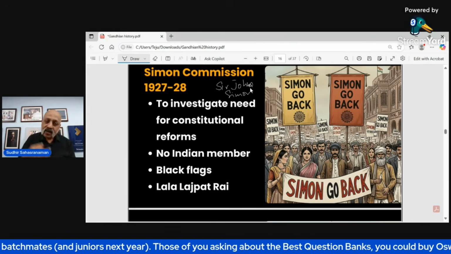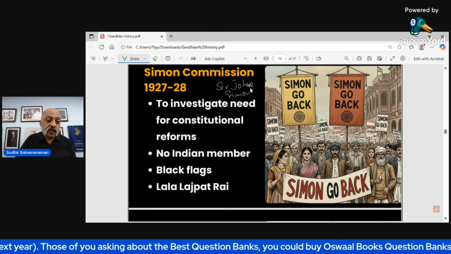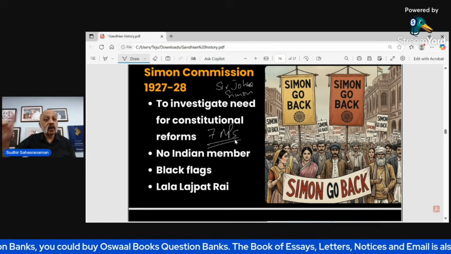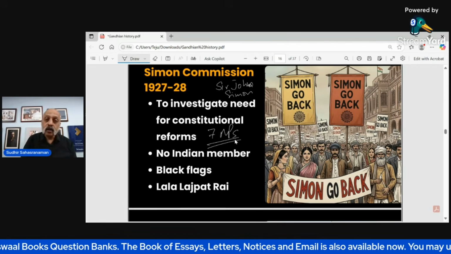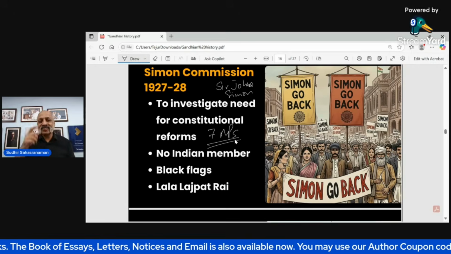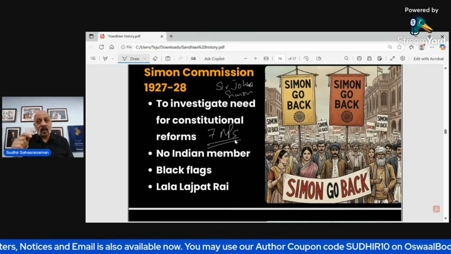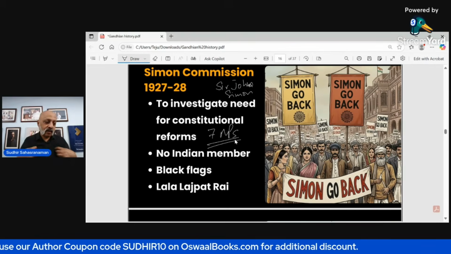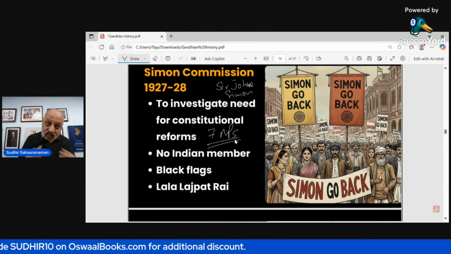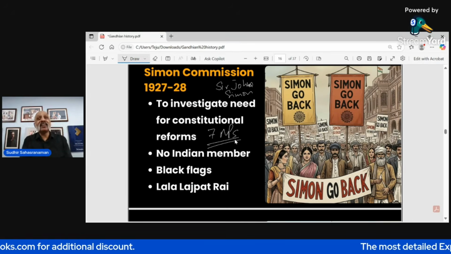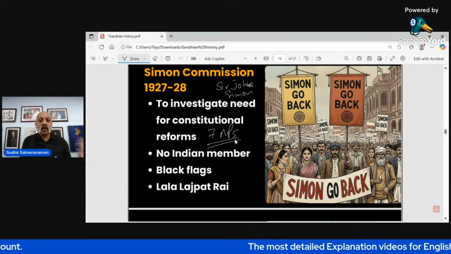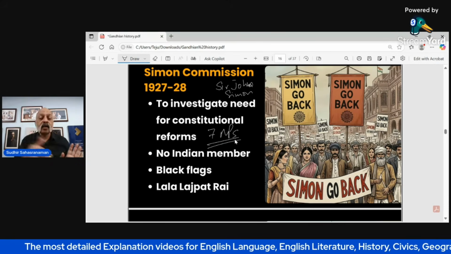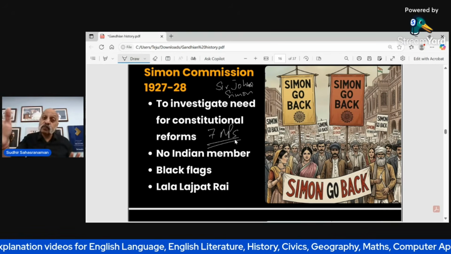The problem was that it consisted of 7 British members of parliament. So there were 7 MPs, but all of them were Englishmen. There was no Indian. So they were greeted with black flags, saying Simon, go back. Because when there was no Indian, it was seen as a violation of the principle of self-determination and hurting the self-respect. Basically, it's telling the Indians, you guys don't even deserve to be a member of the Simon Commission. So it was seen as an insult to the self-respect of the people of India.